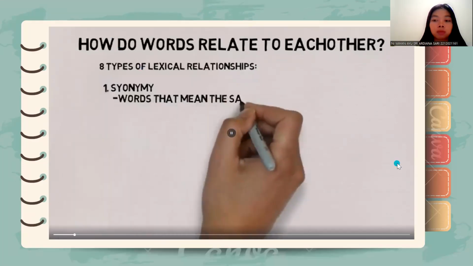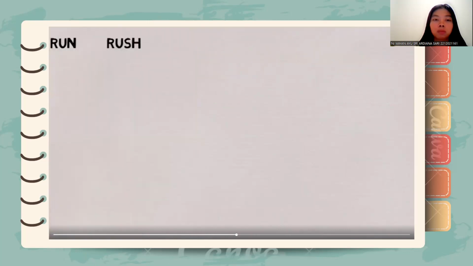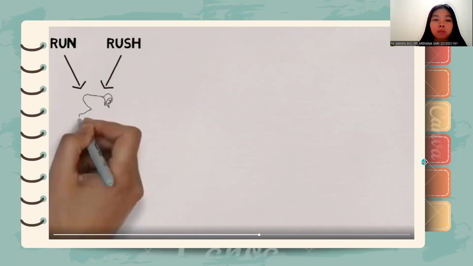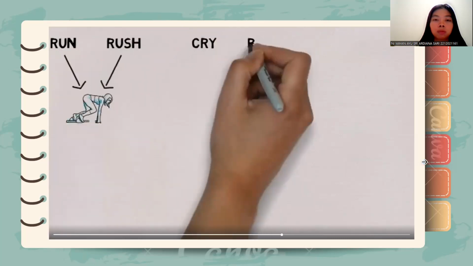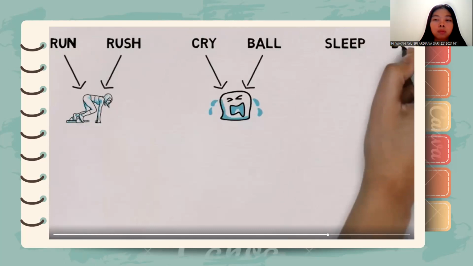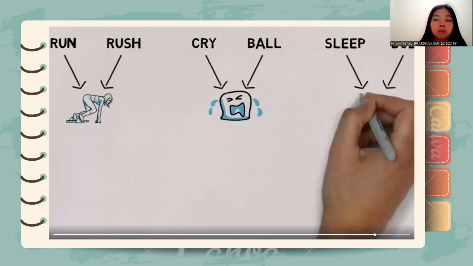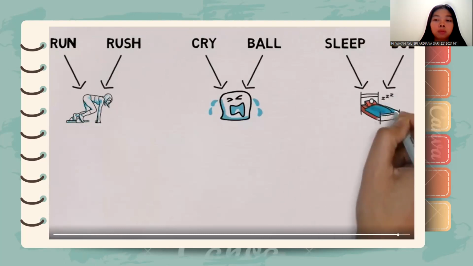Synonymy. Synonymy is when two words have the same, or at least similar, meaning. Synonymy is rarely exact. Words almost always have some difference, but their meanings can be very close. Words like run and rush, or cry and bawl, as in he bawled all night, or even sleep and doze. These are all synonyms because they more or less impart the same meaning.